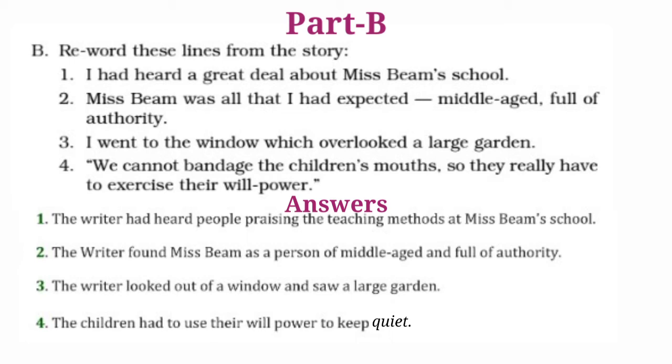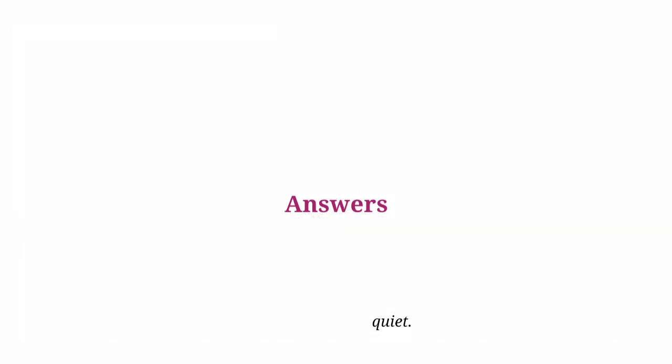Third is, I went to the window which overlooked a large garden. The writer looked out of a window and saw a large garden. Fourth is, we cannot bandage the children's mouths, so they really have to exercise their willpower. The answer is, the children had to use their willpower to keep quiet.